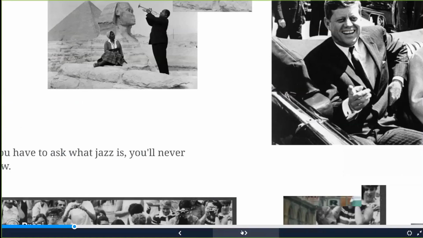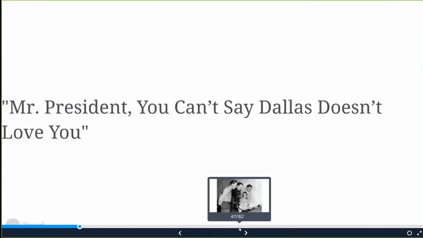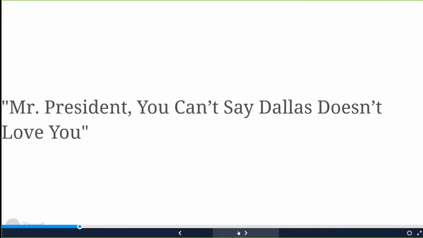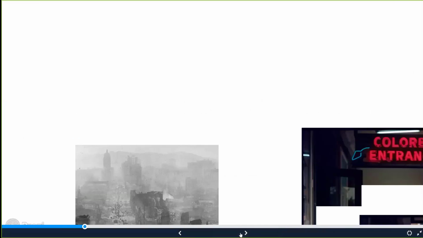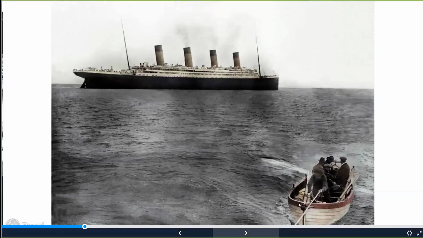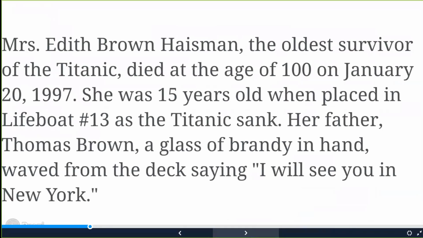All right. JFK on the day he died. Mr. President, you can't say Dallas doesn't love you, said the governor's wife to President Kennedy. I believe this is the Titanic, and a picture of, this is in Ireland, not the day it sunk, the week I think of. Mrs. Edith Brown Haseman, the oldest survivor of the Titanic, died at the age of 100. She was 15 years old when placed in lifeboat number 13.